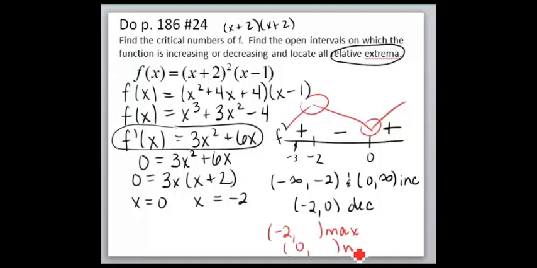We go back to find our y values from the original. I'll just go ahead and tell you what you get when you plug those in. You get 0 and you get negative 4.